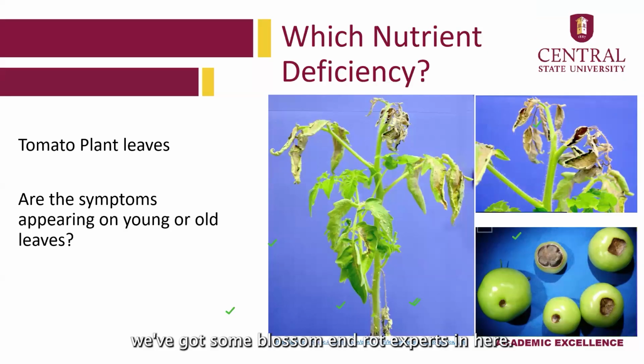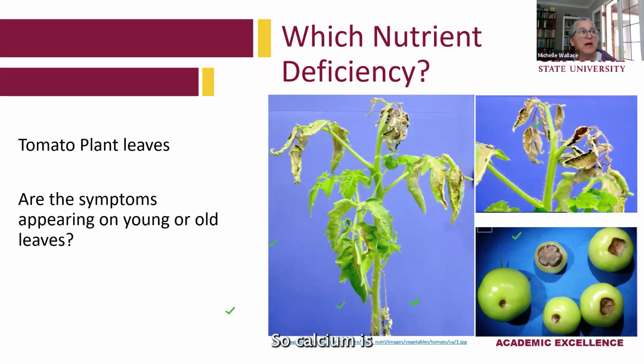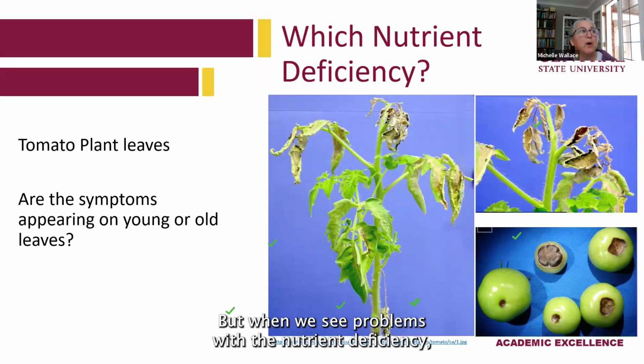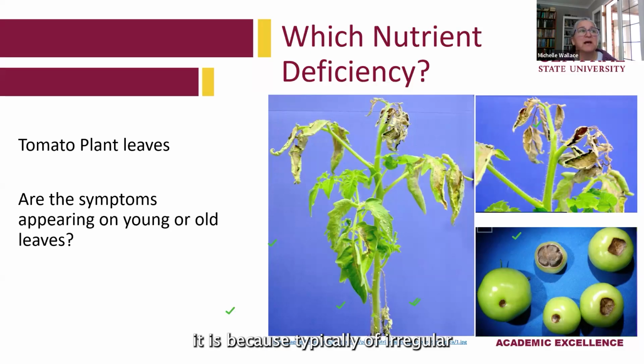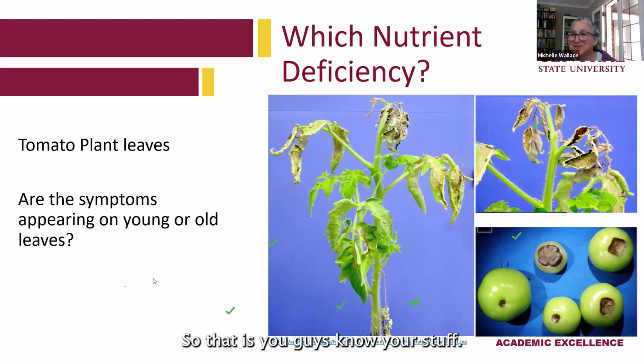Looks like we've got some blossom end rot experts in here. So a lot of talk of irrigation and uneven watering. That's exactly right. So calcium is usually in our soils in large numbers, but when we see problems with the nutrient deficiency, it is because typically of irregular watering. It's not getting water in even amounts, and that water makes those nutrients available to the plant. So you guys know your stuff.